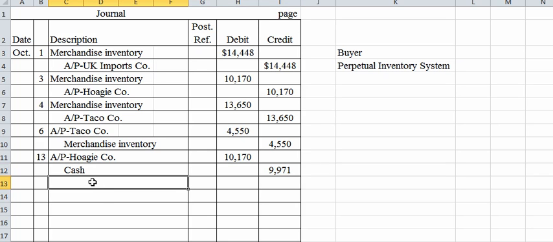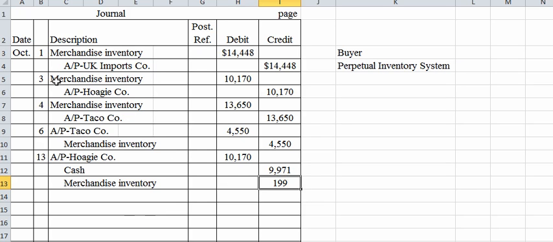Okay, but I know you're thinking, well, this entry doesn't balance, and you're correct, it doesn't. The difference is our $199 discount. So what we're going to do here, we're going to reduce the balance in the asset account, merchandise inventory, by the amount of the discount, $199.